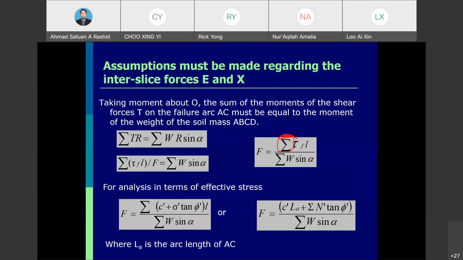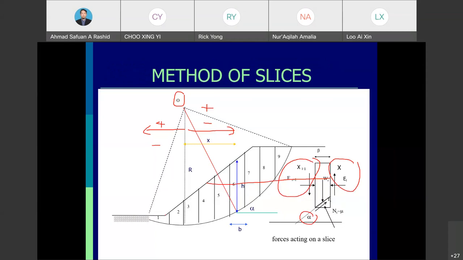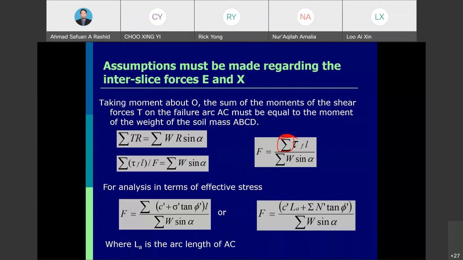So we need to calculate first for slice number one, then continue with slice number two until the end slice. So it's very tedious work and very time consuming. This is the common equation used to determine the factor of safety.